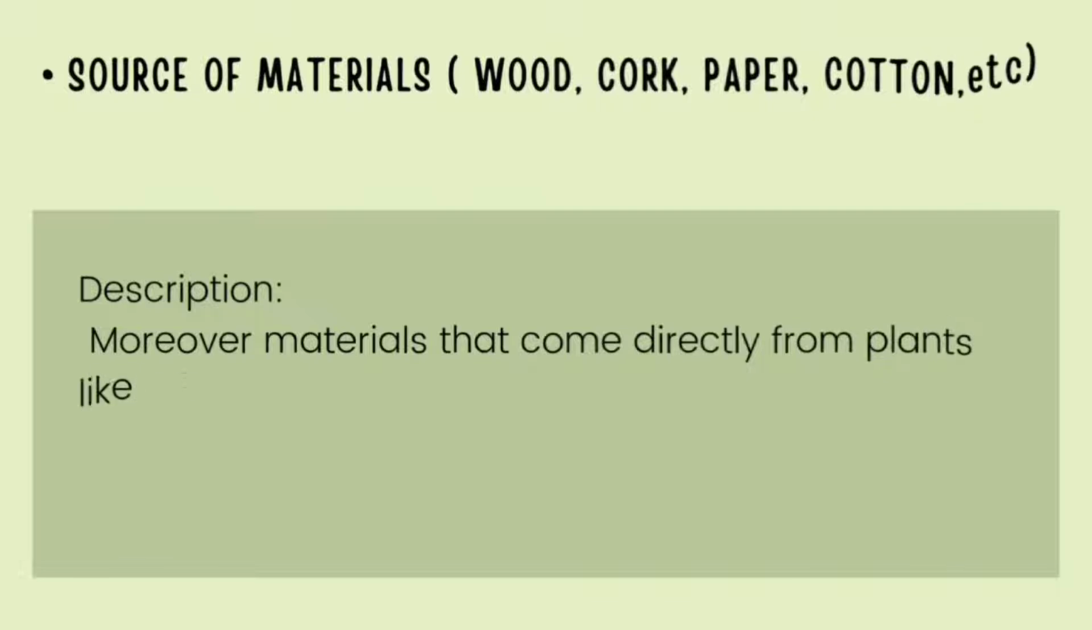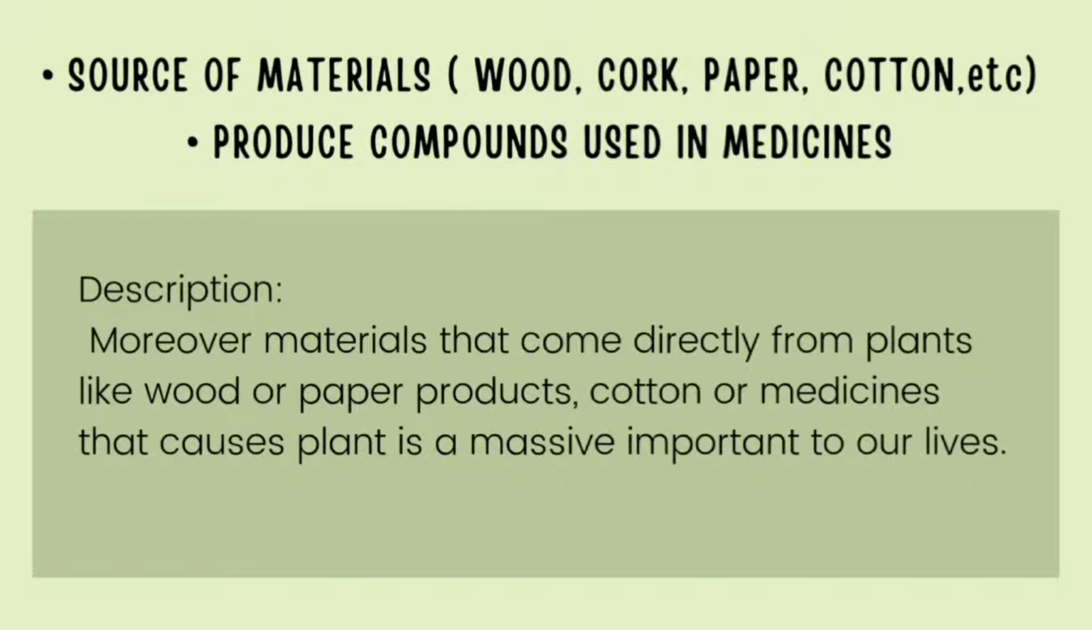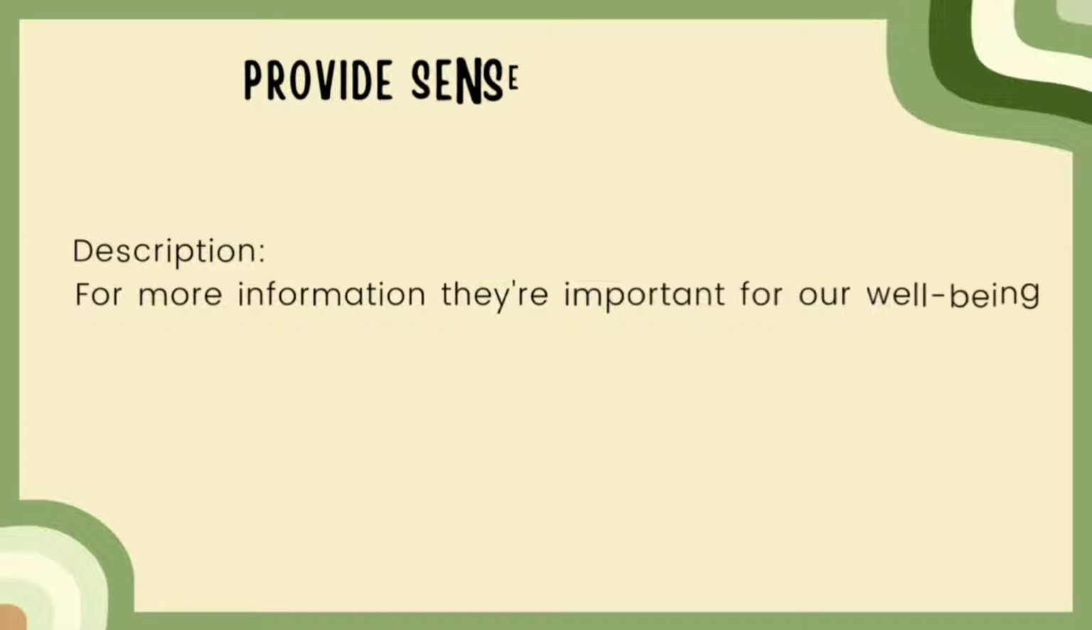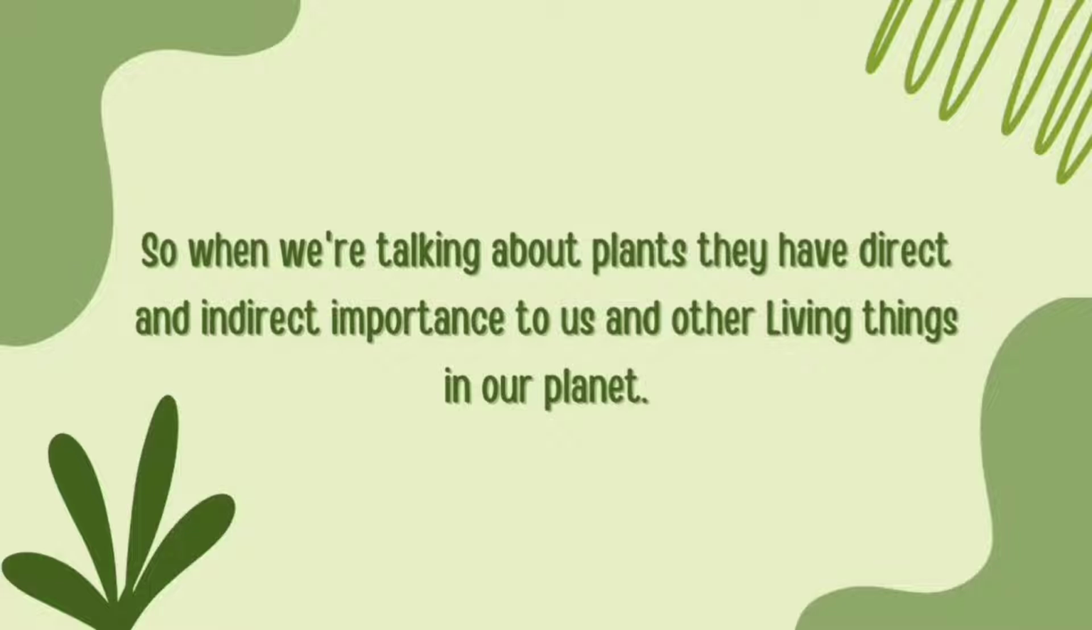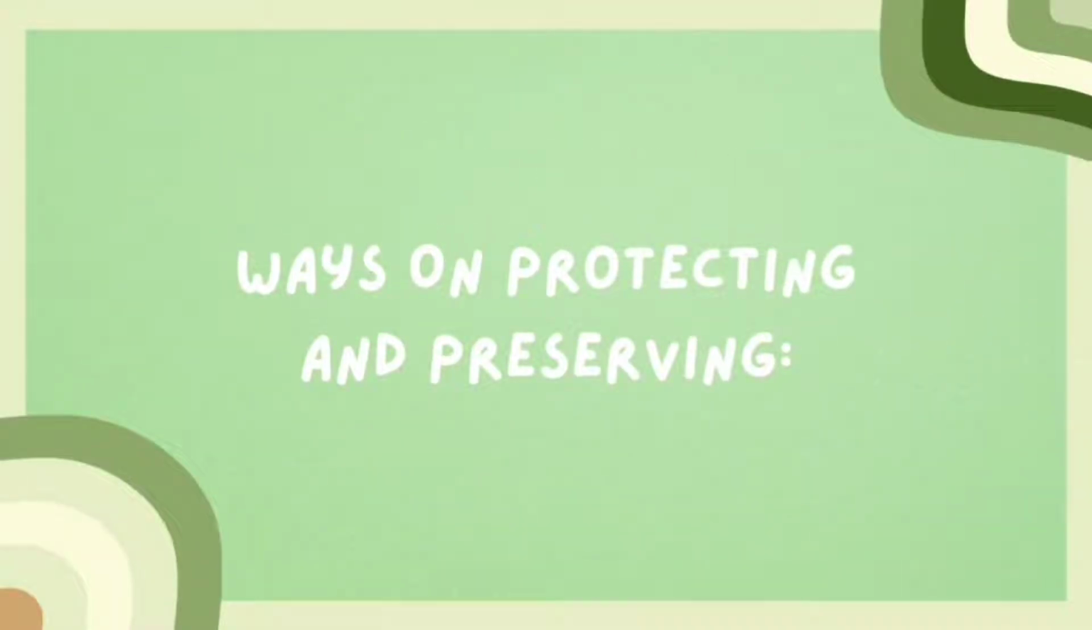Source of materials. Moreover, materials that come directly from plants, like wood or paper products, cotton, or medicine, are massively important to our lives. Provide a sense of well-being. We enjoy taking a walk through the woods and we enjoy tending our garden. They are something that we give to others as a result of celebrations and other gatherings in nature. So, when we're talking about plants, they have direct and indirect importance to us and other living things on our planet.